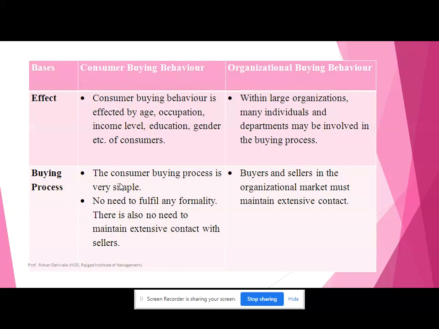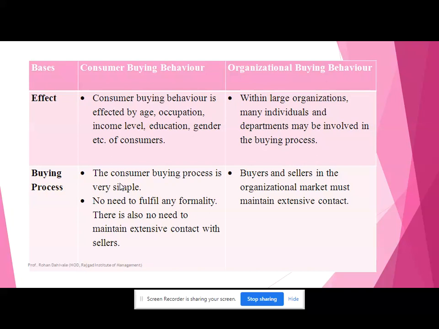Now, next is the buying process. In case of consumer buying behavior, the consumer buying process is very simple. No need to fulfill any formalities, we have seen that, and there is no need to maintain extensive contact with the sellers. But in case of organization buying behavior, buyers and sellers in the organization market must maintain extensive contacts with each other. So this is about the buying process.